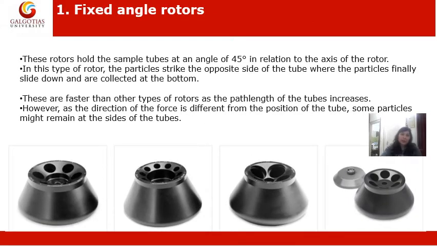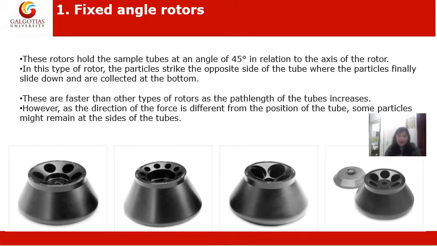Now, what are fixed angle rotors? As the name indicates, these rotors hold the sample tubes at an angle of 45 degrees or less in relation to the axis of the rotor. In this type of rotor, the particles strike the opposite side of the tube, where the particles finally slide down and are collected at the bottom as a pellet. These are faster than other types of rotors as the path length of the tube decreases.